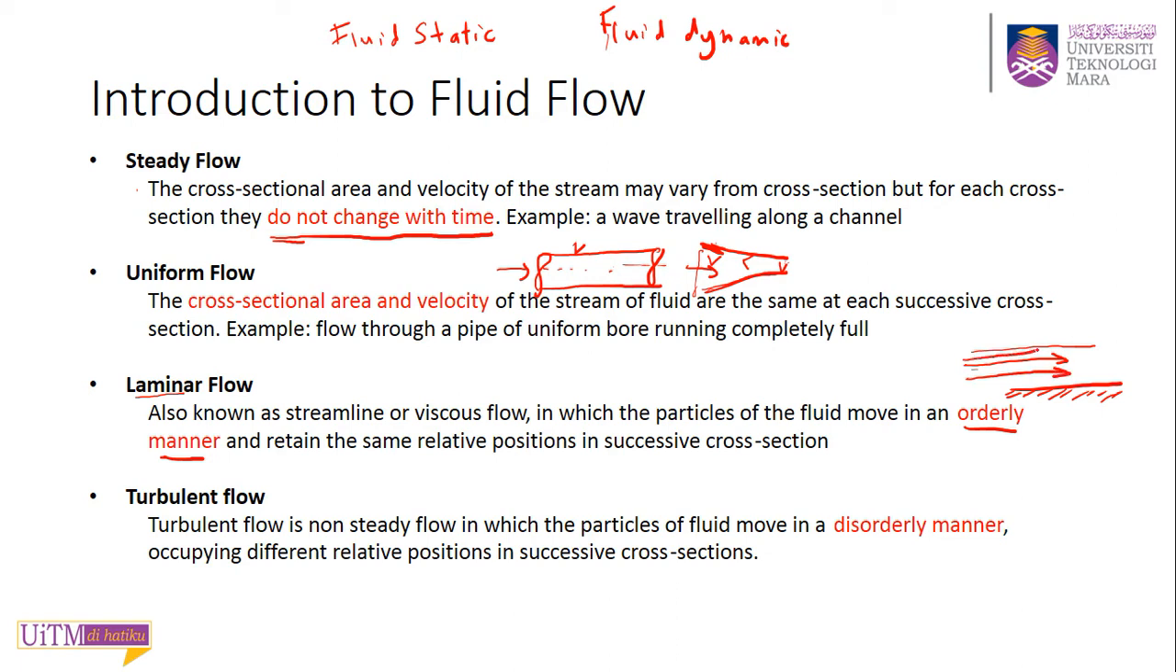The layer of the fluid is not interchangeable with the other layer. Okay, so all the layers are moving in one position, and not crossing with other layers. This is what we call an orderly manner. So this flow we call laminar flow. Okay, so this is laminar flow.